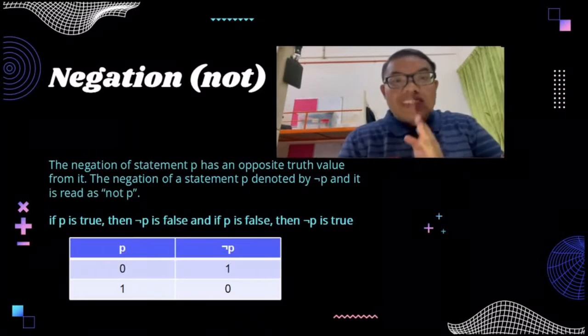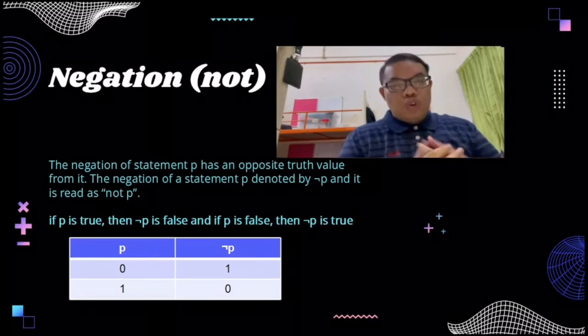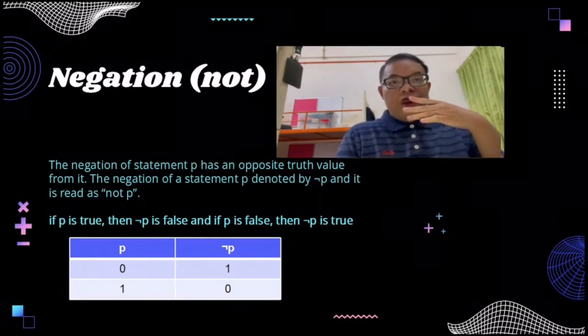Next, you have to know about negation. Basically, negation is the opposite truth value from the variable itself.